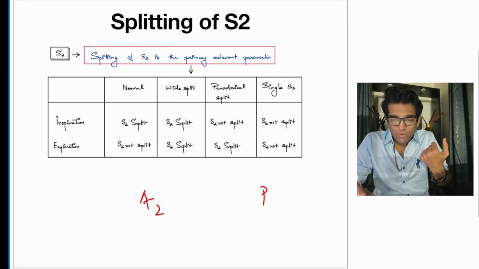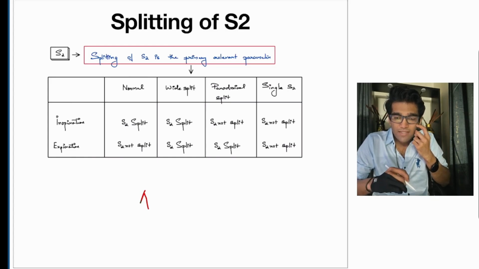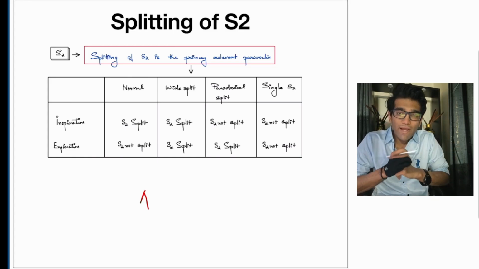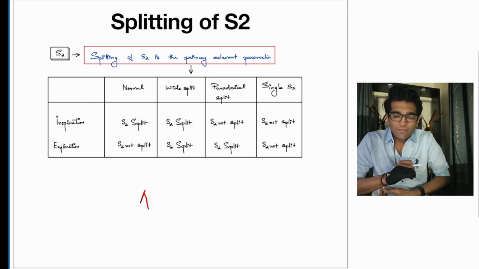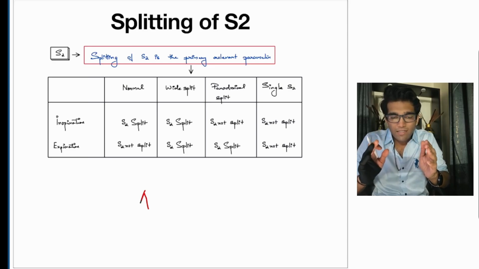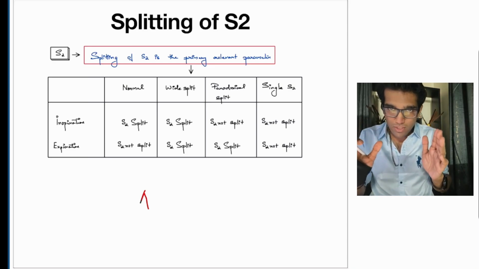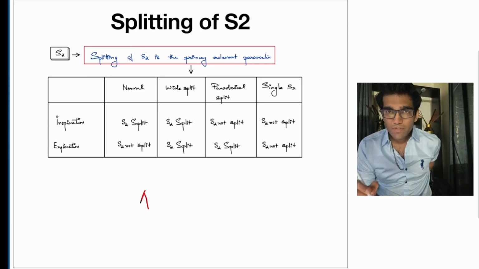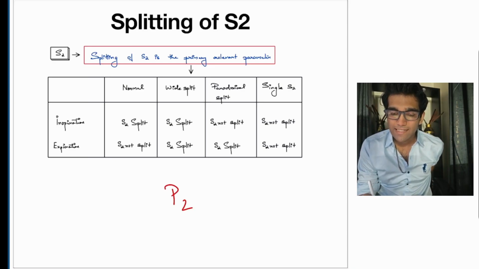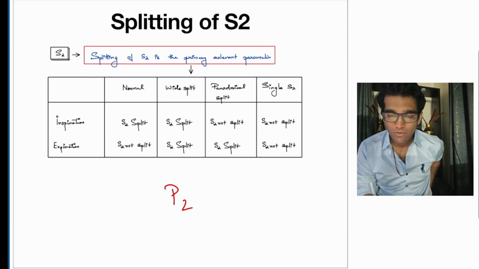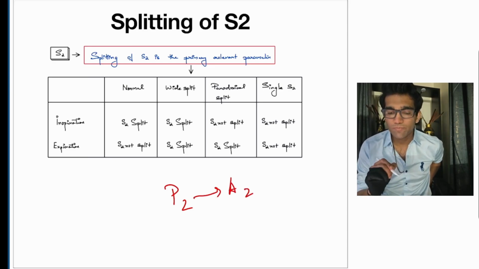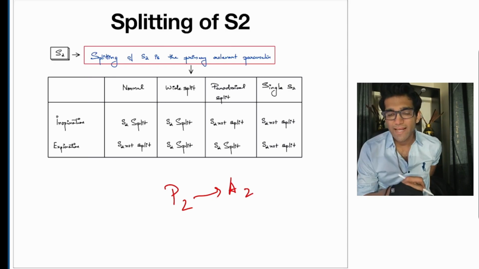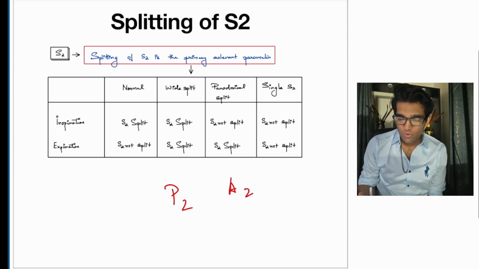On the other hand, there is something known as a paradoxical split. In a paradoxical split, there is no splitting during inspiration, and there is splitting during expiration. Why would this happen? Splitting during expiration basically means that during inspiration, the two sounds are coming close together. That means the time between the two sounds is decreasing, that is, A2 and P2 are coming closer. This can only happen if P2 occurs before A2. So P2 has become earlier than A2, and this is the reason for a paradoxical split. Now, a single S2 is when you don't get a split during either inspiration or expiration. So these are the definitions.